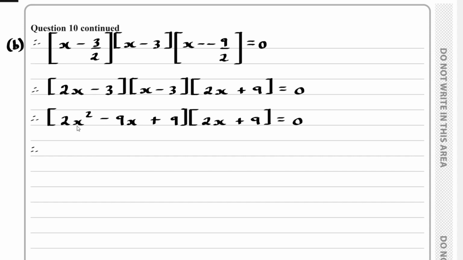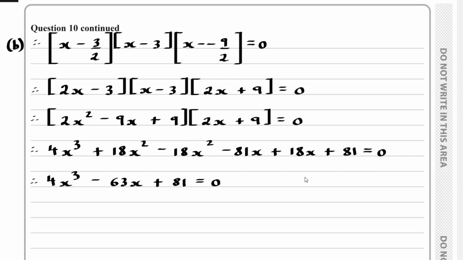So let's expand everything. I've got 2x squared times 2x, that's 4x cubed, 2x squared times 9, that's 18x squared, minus 9x times by 2, which is minus 18x squared. Then I've got 9 times 2x, minus 9x times by 9, which is minus 81x. And then I've got 9 times 2x, which is 18x, and then I add on the 9 times 9, which is 81. That's equal to 0. So I can simplify this. I've got 4x cubed subtract 63x plus 81 equals 0, in which case you see n is equal to negative 63.